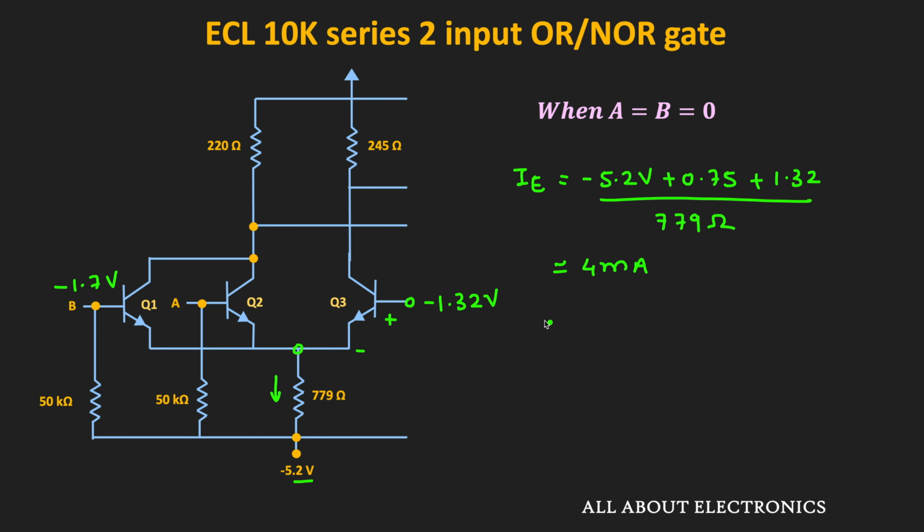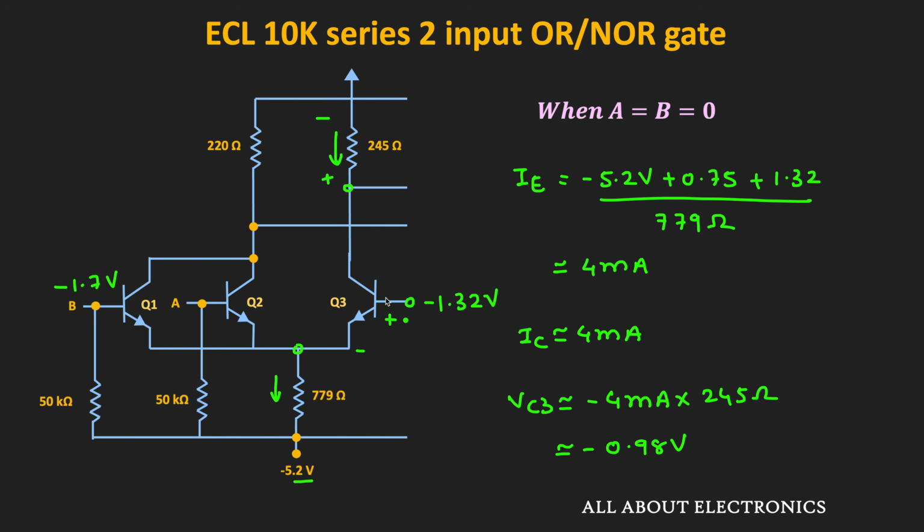And here, assuming that this beta is very large, this collector current will also remain almost constant. So we can say that when this Q3 transistor is in the on condition, then its collector current is roughly equal to 4 milliampere. That means if we see the drop across this collector resistor, then this Vc3 is roughly equal to minus 4 milliampere times 245 ohm, that is roughly equal to minus 0.98 volt.